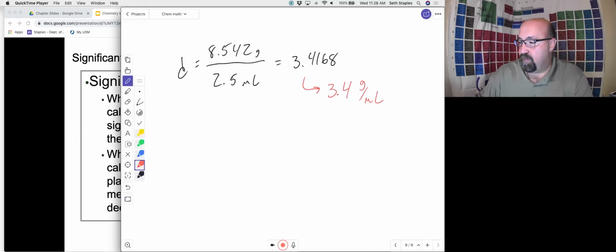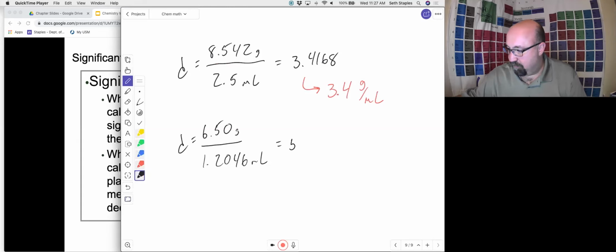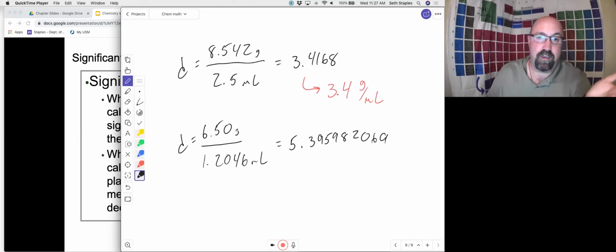Okay, let's look at another quick example here. We have 6.50 grams divided by maybe a really precise volume measurement now of 1.2046 milliliters. And so again, we plug that into a calculator. The calculator spits out to us 5.3959820069.